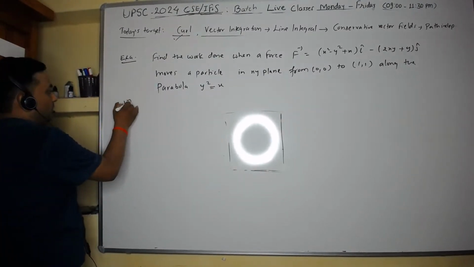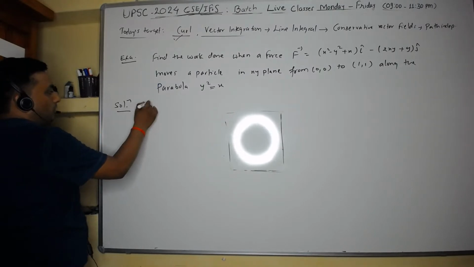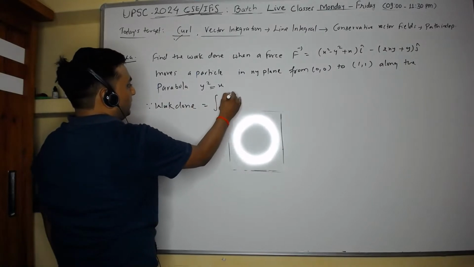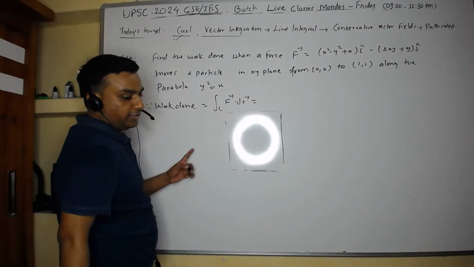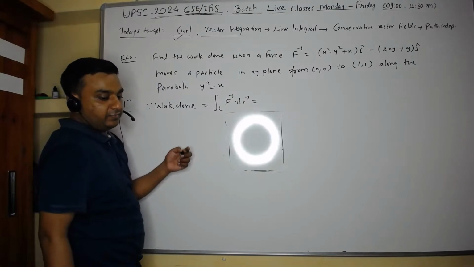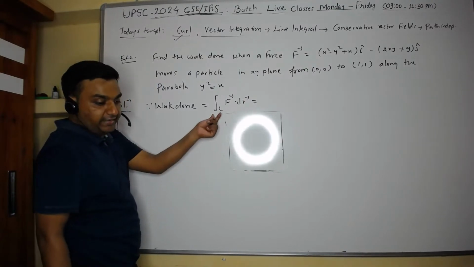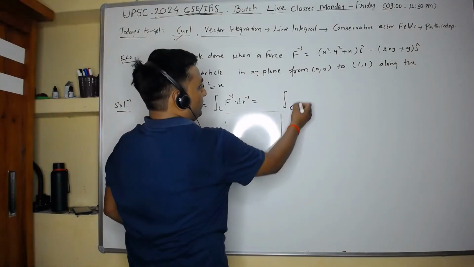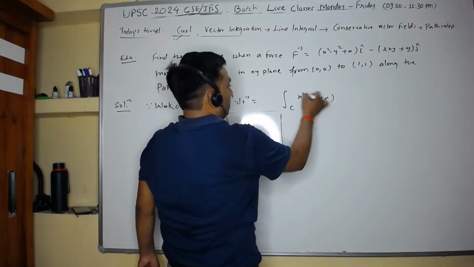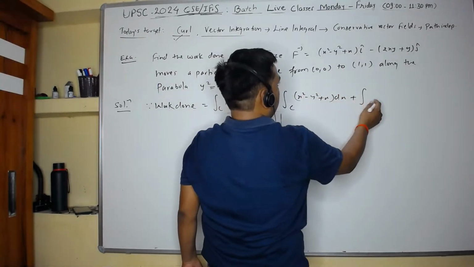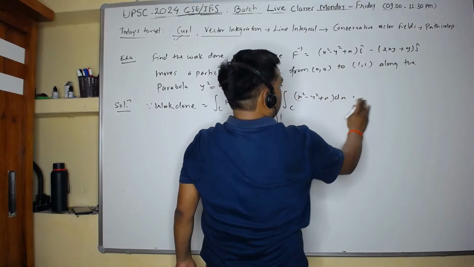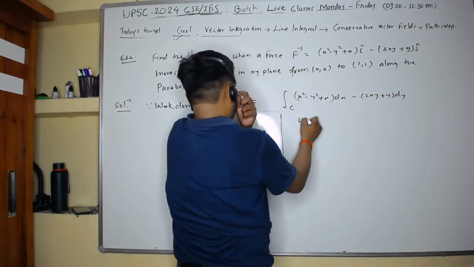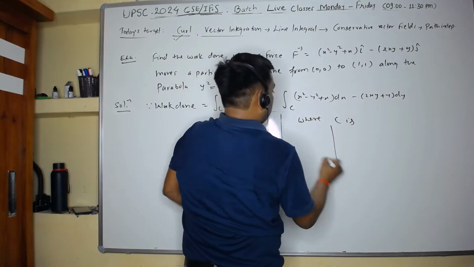So there is a simple solution. As we know, work done is integration C f vector dot dr vector. So indirectly he is willing to ask you to calculate the line integral f vector dot dr vector. So this will be integration C (x square minus y square plus x) into dx minus (2xy plus y) into dy, where C is क्या दे रखा है?